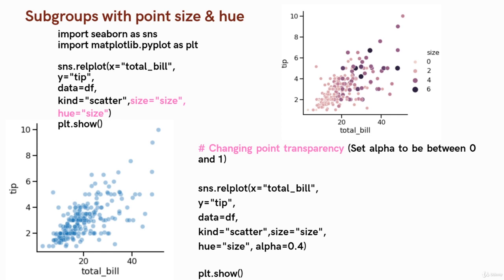Similarly, you can change the point transparency as well by setting alpha between 0 and 1, which we have discussed earlier, and we will be discussing a lot more times in Bokeh as well. So if you mention hue equal to size, because as per the size you want to produce alpha, and alpha is 0.4, anything between 0 and 1, then this is what you get. So kind scatter, size equal to size, hue equal to size, these are exactly the same parameters I have used here, except that I have introduced one more parameter, which is alpha, and then finally plt.show.